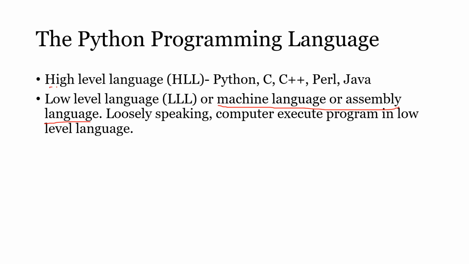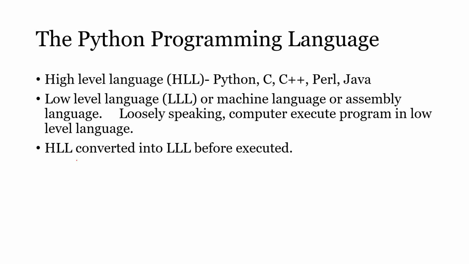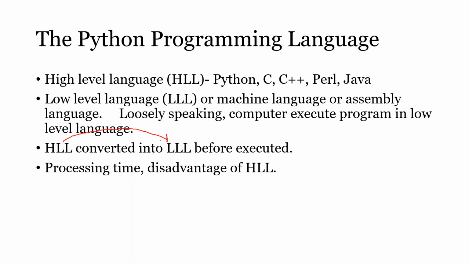Whenever you type anything in the high level language, loosely speaking, the computer executes anything only in the low level language. So whatever you have written in high level language will first get translated into low level language, and then the computer will execute it. So high level language gets converted into low level language and then gets executed, and then you get your result. Great. Okay, you see that when high level language gets converted into low level language, it takes time.